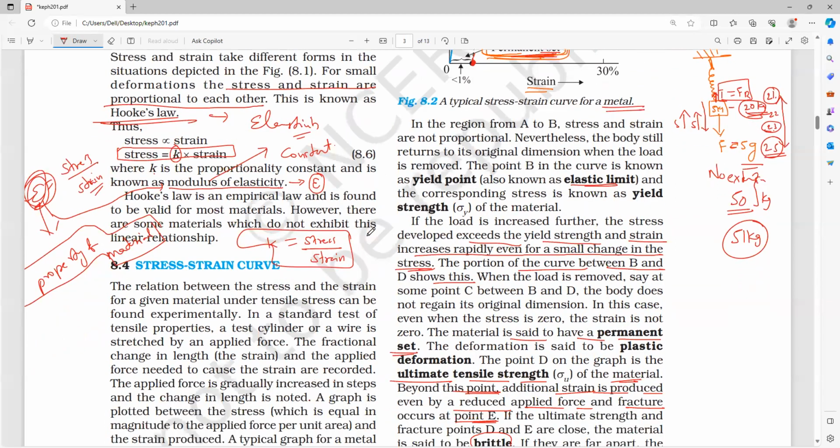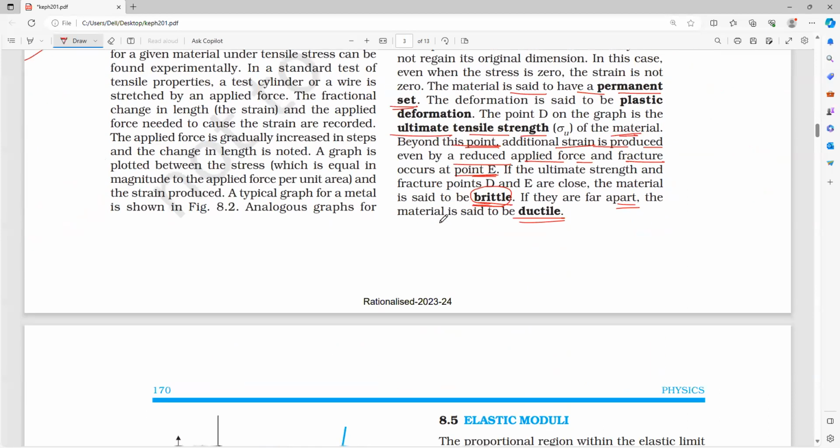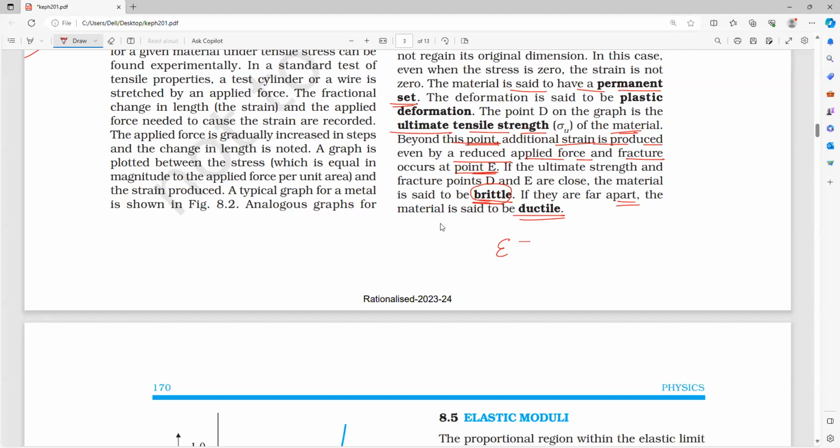Now, can you tell me the dimensions of modulus of elasticity? Make it quick. What is the formula of modulus of elasticity? Stress divided by strain. What is the unit of stress? Newton per meter square. Units of strain? No unit. So the units of modulus of elasticity also are Newton per meter square. Okay, so please write it.